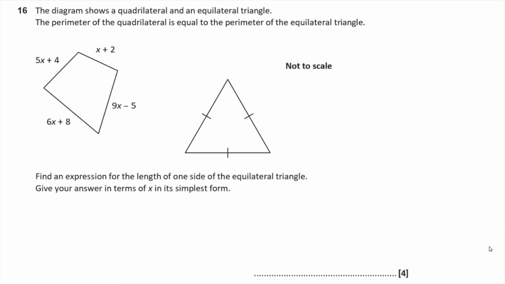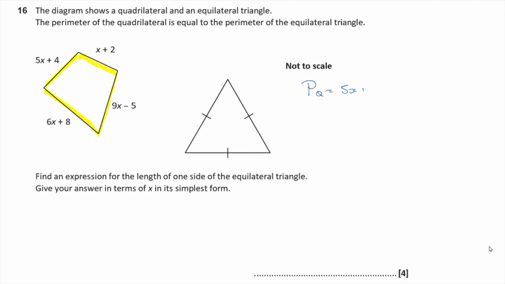Question 16, the diagram shows a quadrilateral and an equilateral triangle. The perimeter of the quadrilateral is equal to the perimeter of the equilateral triangle. Find an expression for the length of one side of the equilateral triangle. Give your answer in terms of x in its simplest form. Okay, so I'm going to work out the perimeter of the quadrilateral first. So to work out the perimeter, all I really need to do is add all the sides together.